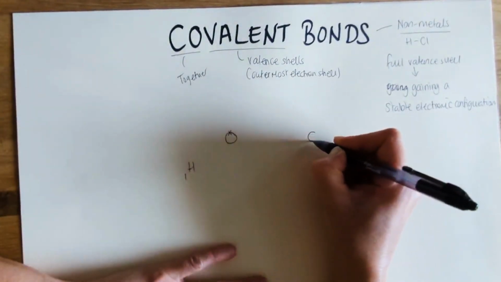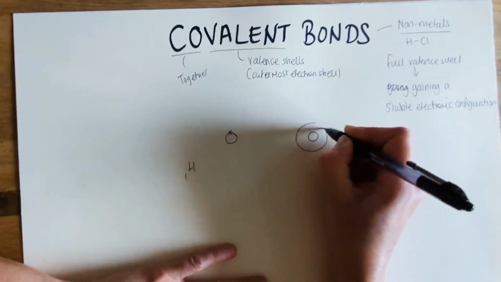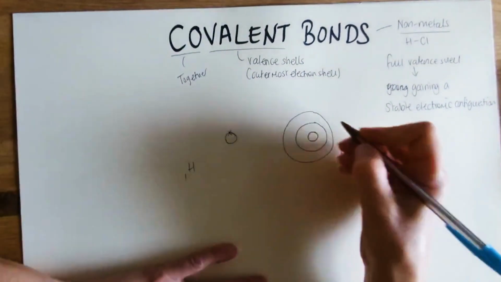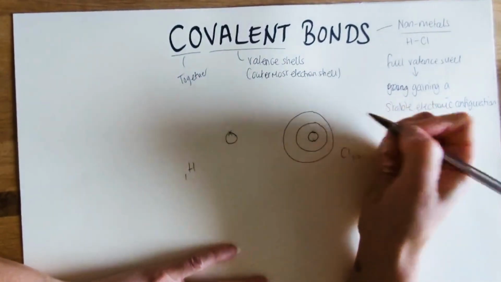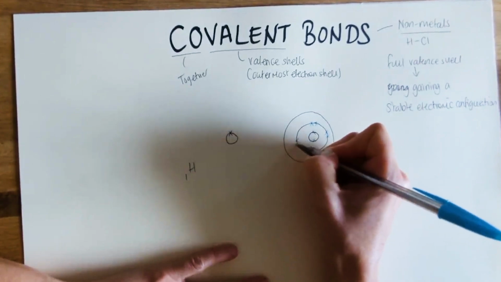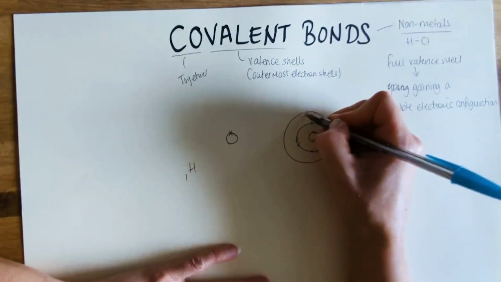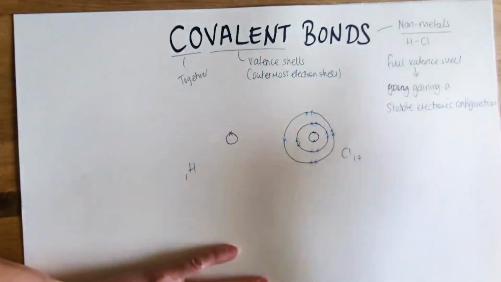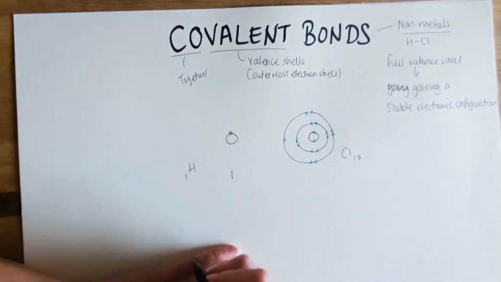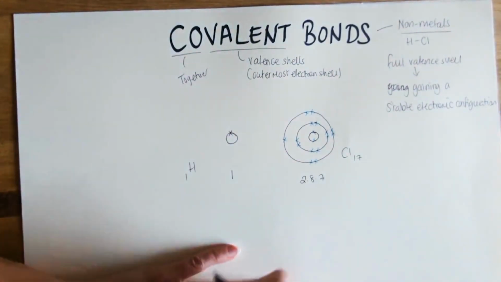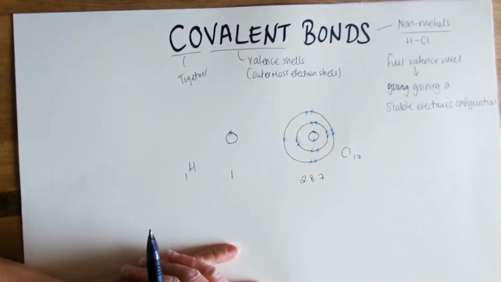Chlorine has got 3 shells, so period 3. The first shell holds 2 electrons. The second shell holds 8 electrons, so that's full. And then the outermost shell, the valence shell, holds 7. So hydrogen's electronic configuration is simply 1. Chlorine's is 2.8.7.